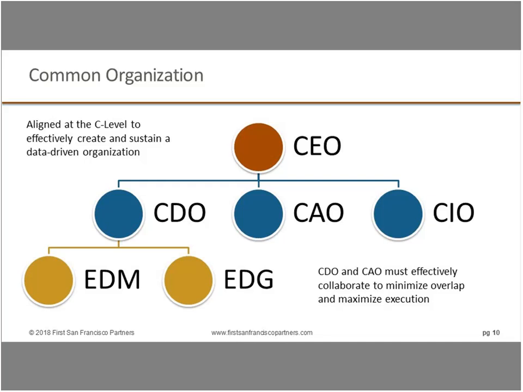So in this instance, where they are all equal players and they all have an equal seat at the table, it is important to clearly delineate the roles of the chief data officer versus the chief analytics officer to effectively collaborate and minimize that overlap.